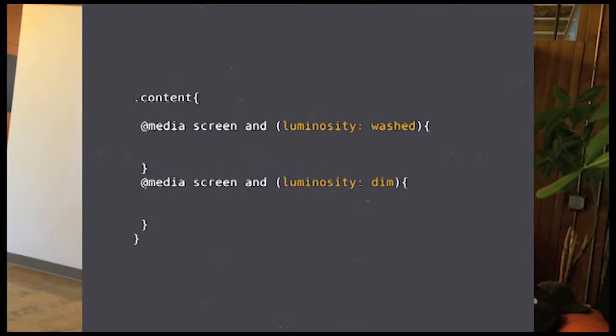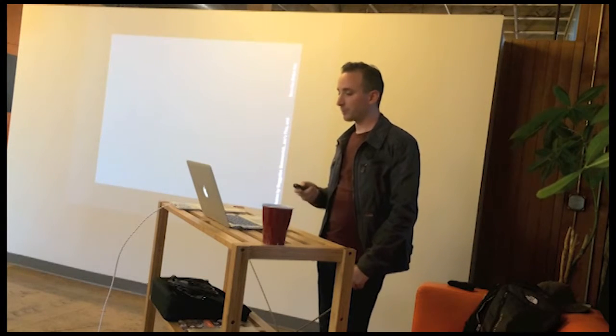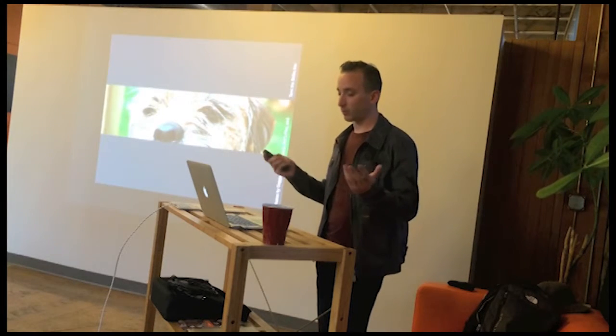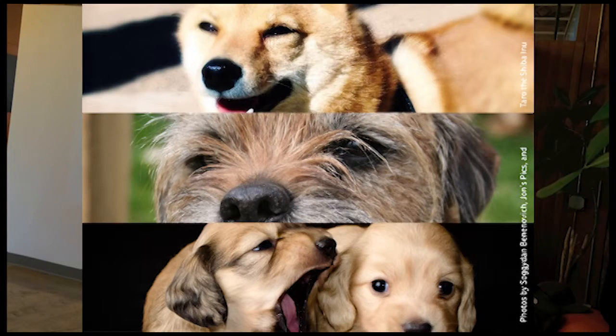So you'd write a luminosity media query similarly to how you'd write a height or width-based media query. And there are 3 levels of luminance in the spec. Normal, which is normal, we're all used to that. Washed, for example, when you're out in direct sunlight, and dim when you're in dark rooms.